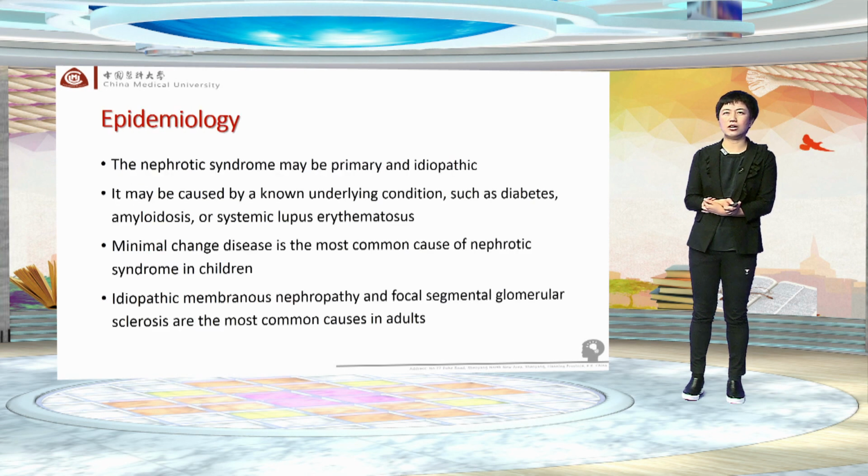Nephrotic syndrome may be primary and idiopathic, or it may be caused by a known underlying condition, such as diabetes, amyloidosis, or systemic lupus erythematosus. Although minimal change disease is the most common cause of nephrotic syndrome in children, idiopathic membranous nephropathy and focal segmental glomerular sclerosis are the most common causes in adults.